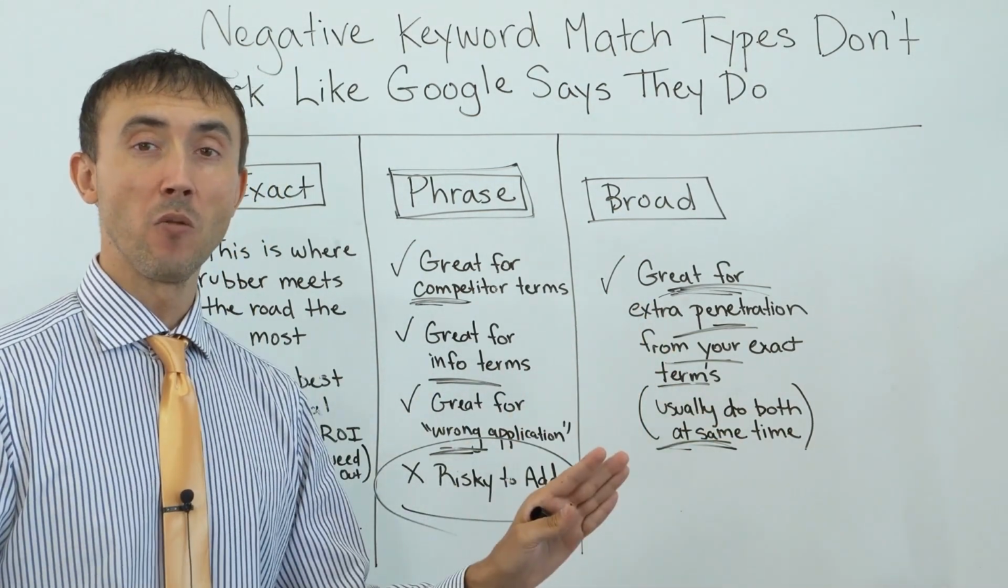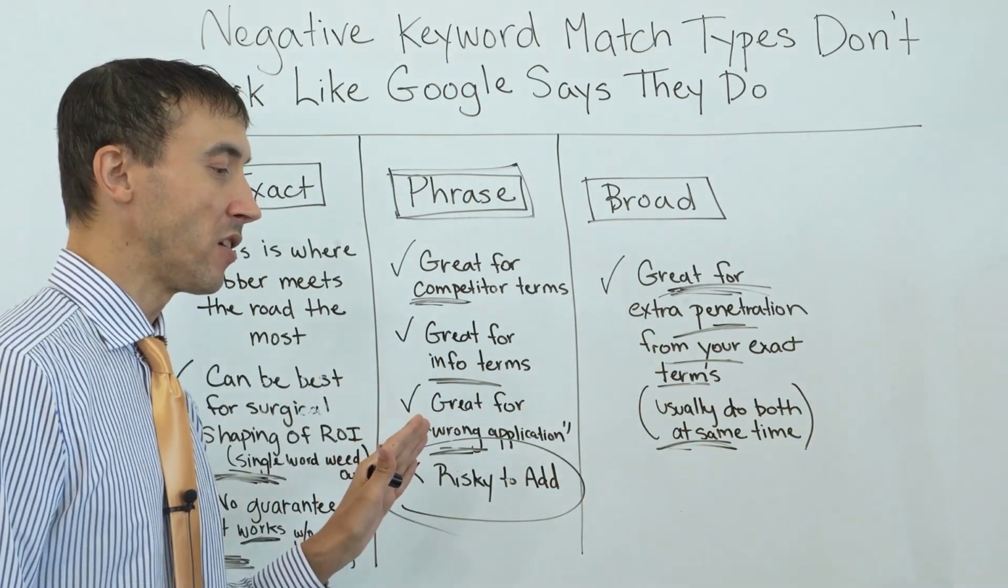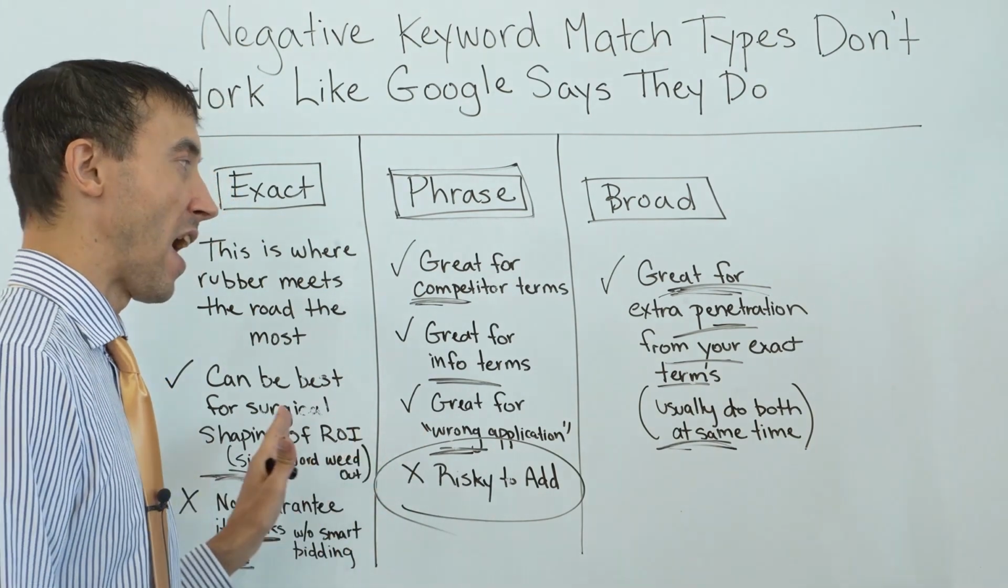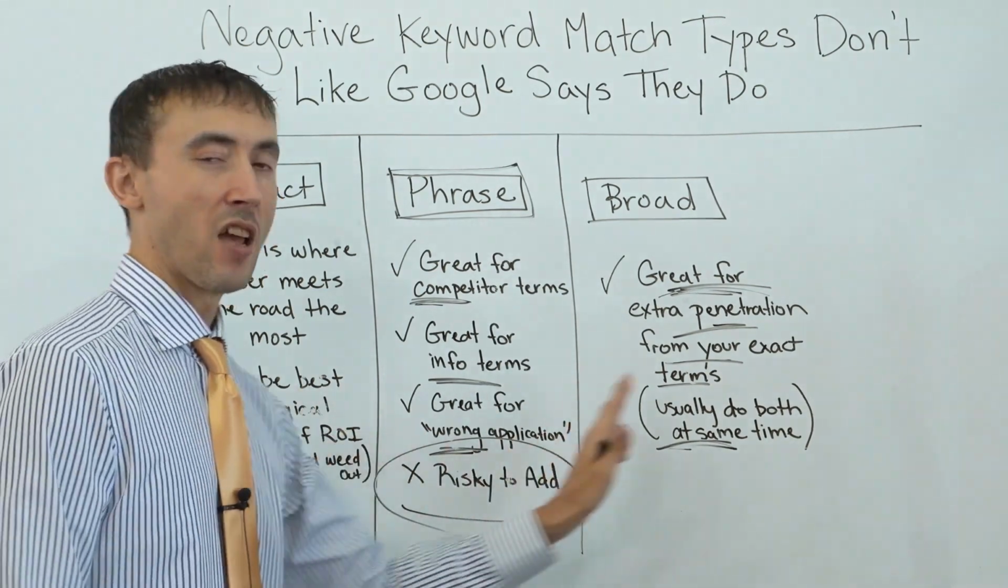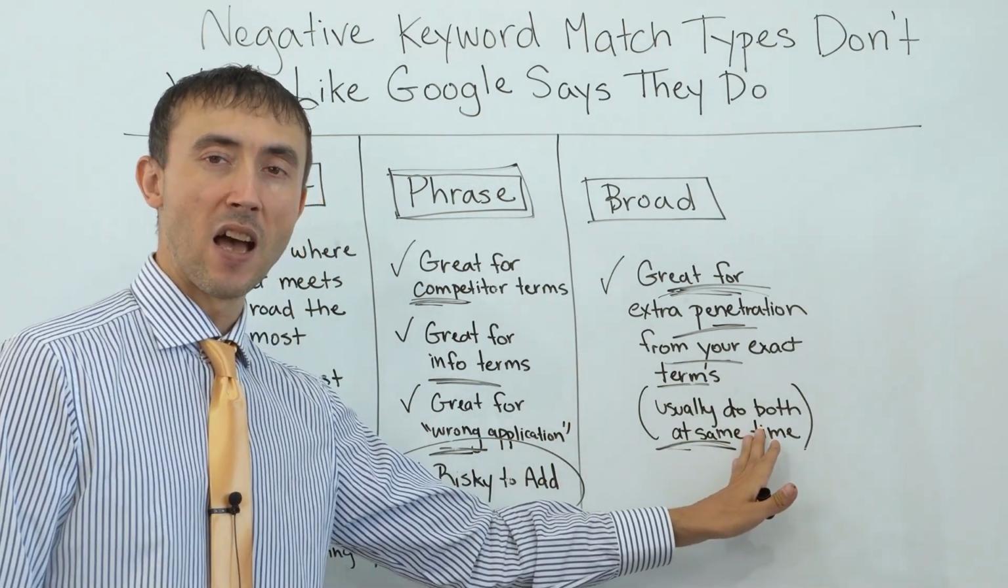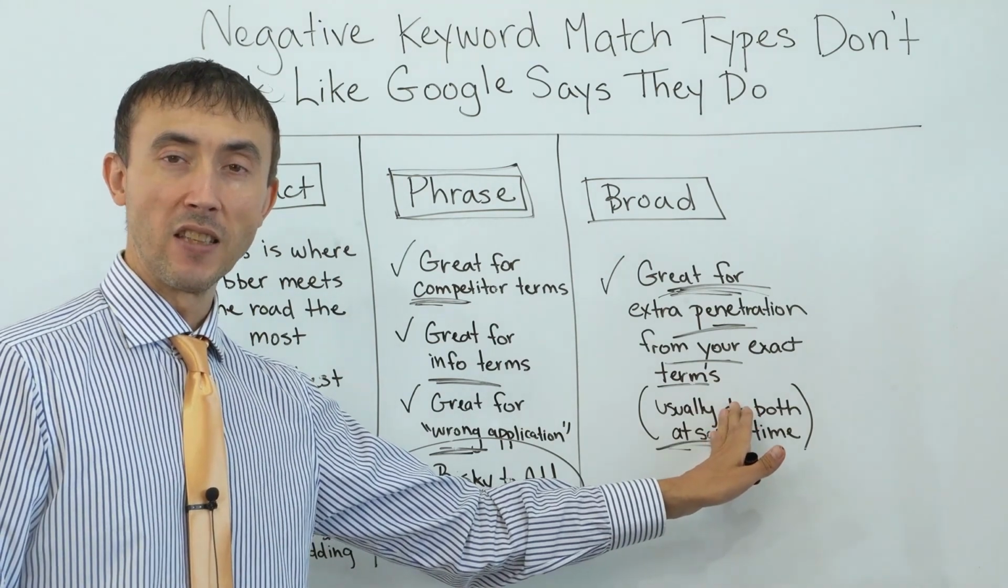So you'll typically add the exact match and the broad match at the same time. So when you add a negative keyword, you're basically just questioning whether you should add the exact match or exact match and broad match version of it at the same time, with the broad match typically being a single word.